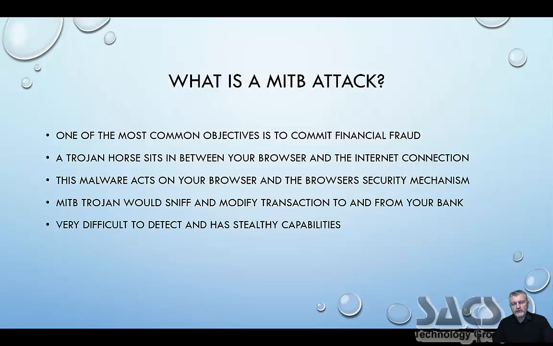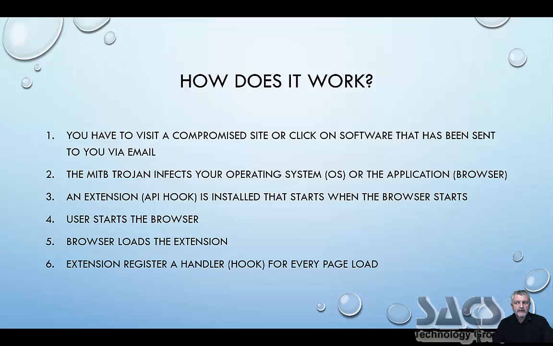This is used with the objective to commit financial fraud, steal money from you. A Trojan horse or Trojan application would sit between your browser and the internet connection. This malware acts on your browser and the browser's security mechanisms. So this MITB Trojan would sniff and modify transactions to and from your bank, for example. It is very difficult to detect and has stealthy capabilities.